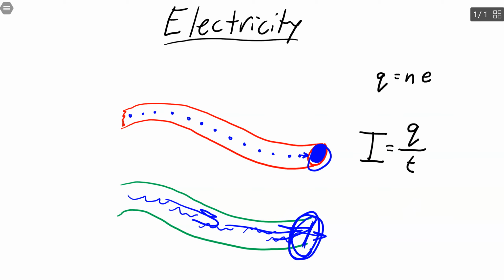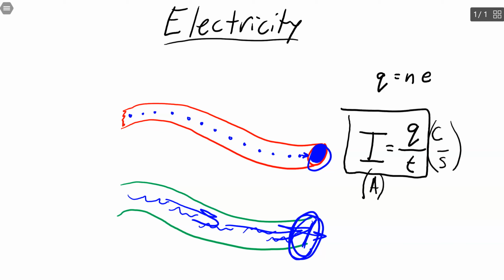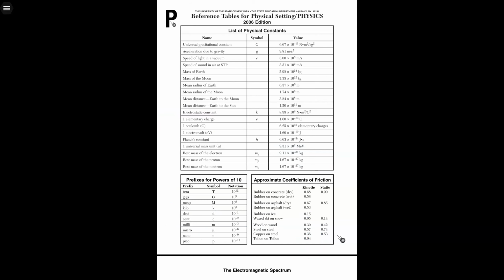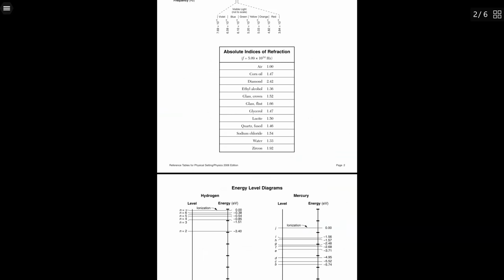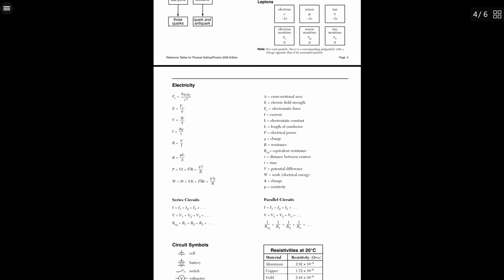So I is current. Current is equal to the charge per time. How many coulombs per second? But we don't use coulombs per second. We measure current in amps. We're going to use amps to measure the current, and this is the formula we're going to use: I equals Q over t. The charge, Q, is equal to the number of electrons times the charge for each electron, e. This formula can be found in your reference table in the electricity section.